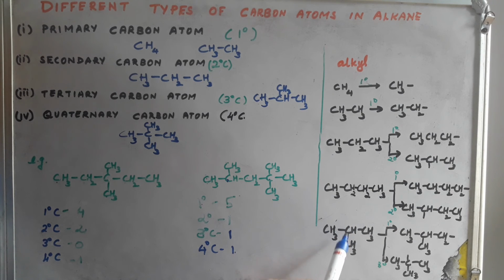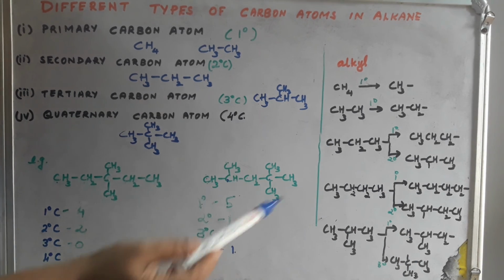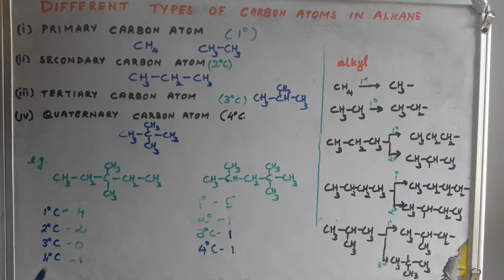Now look at isobutane. This is a compound called isobutane. From this, if one primary hydrogen is lost, it is called isobutyl. This is primary butyl. And here if the tertiary hydrogen is lost, we call it tertiary butyl. So this is isobutyl, and this is tertiary butyl because the tertiary hydrogen is lost. So that's about the different alkyls formed by the alkanes.